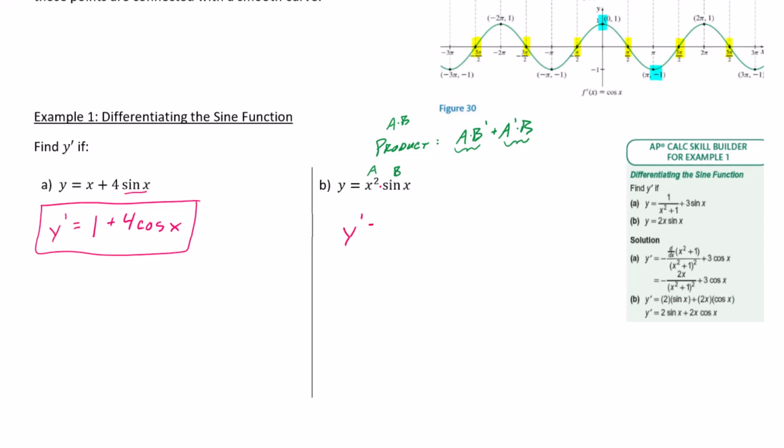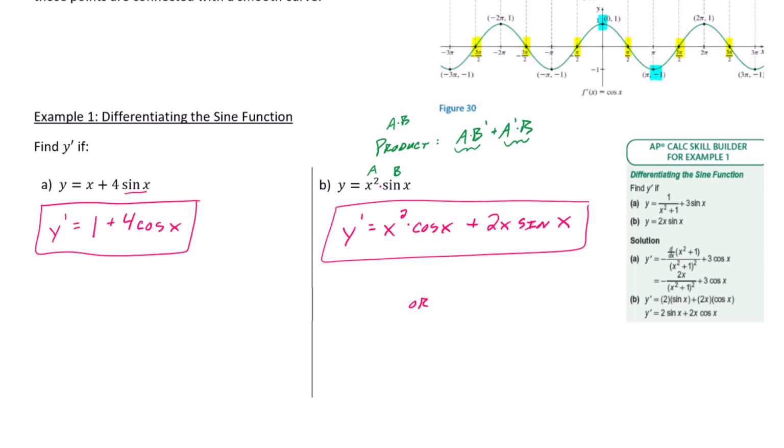So y prime for this one is going to be, if I do a times b prime, well, that's the derivative of sine, which is cosine, plus, this time it's going to be a prime, so the derivative of x squared, that's 2x, and then I multiply by the b function, or the sine function. And if I could factor or reduce, I would go ahead and do so. I'm actually thinking that's probably as good as it gets, but maybe you notice there is the ability to take an x out. Since they both have an x, I could say that that's really x times x cosine of x plus 2 sine of x.